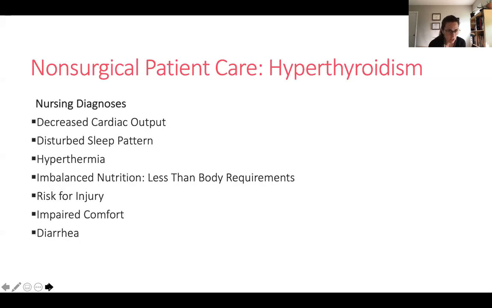Risk for injury, so like I talked about, the exophthalmos, they will need lubricants and eye drops to protect their eyes. Impaired comfort, so kind of the same things with their eyes. They'll have light sensitivity, so recommending dark glasses when they go outside, and then using the eye drops. And then another nursing diagnosis is diarrhea, so that can lead to electrolyte imbalance. So they might need antidiarrheals, and then just keep a close eye on their electrolytes.